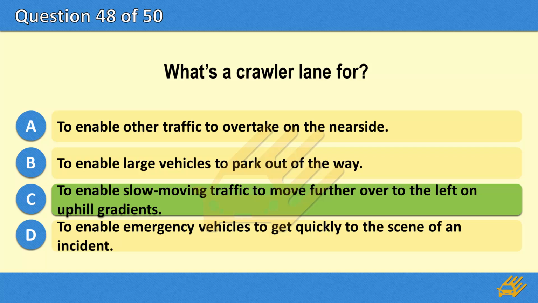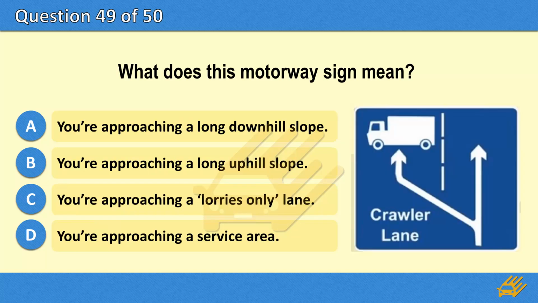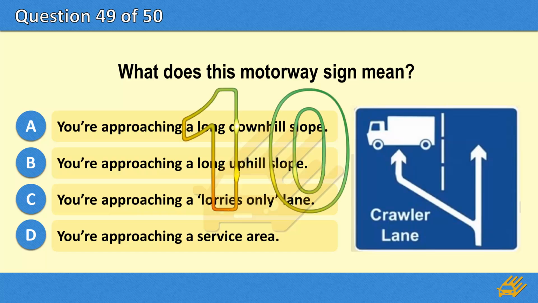The correct answer is C. To enable slow-moving traffic to move further over to the left on uphill gradients. What does this motorway sign mean? A. You're approaching a long downhill slope. B. You're approaching a long uphill slope. C. You're approaching a lorries only lane. D. You're approaching a service area.